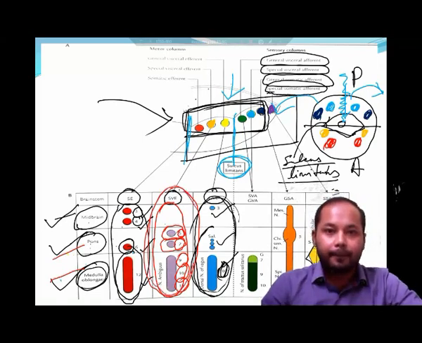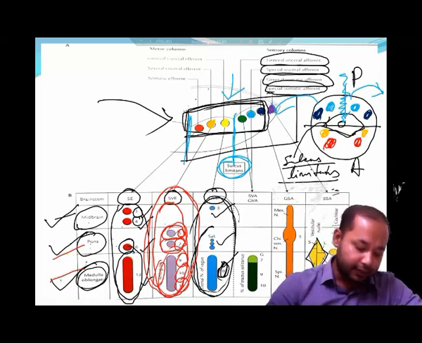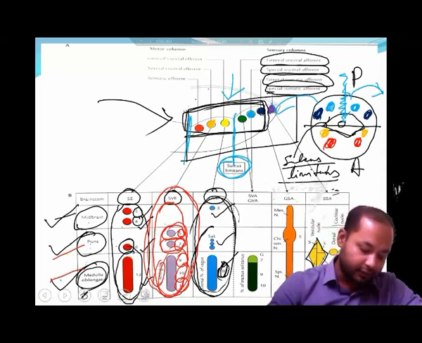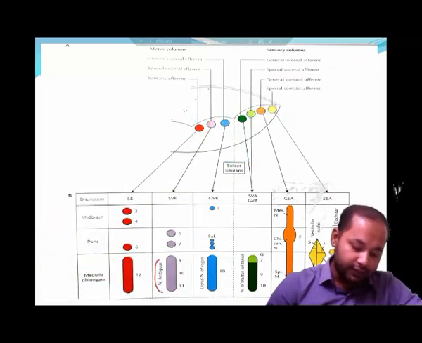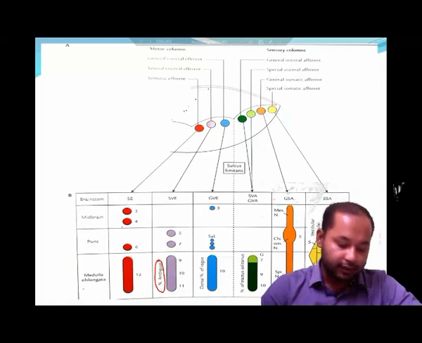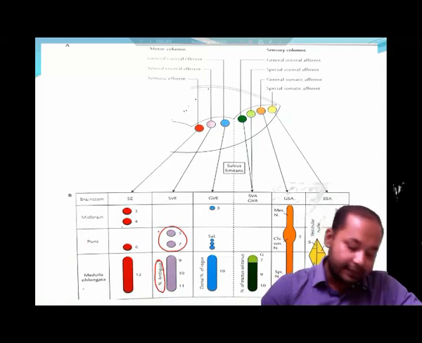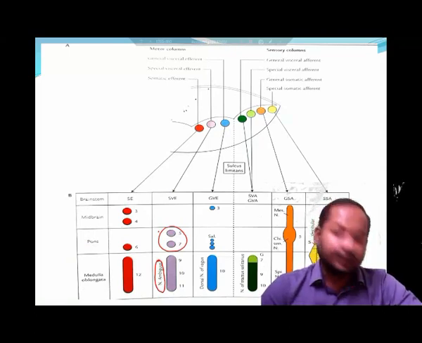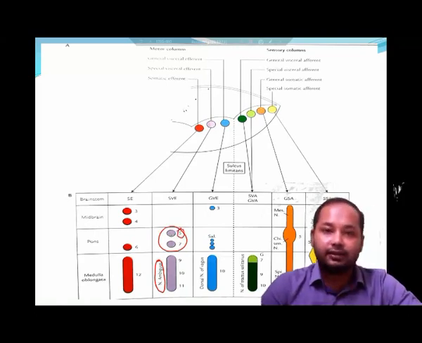Some of these nuclei have got names, like the nucleus ambiguus. There is one name which you can see here. I will erase all of them on the slide. So this is the nucleus ambiguus. For the others there is no name, but suppose I am talking about the fifth cranial nerve, the trigeminal nerve.